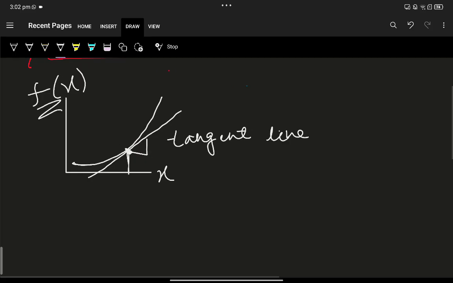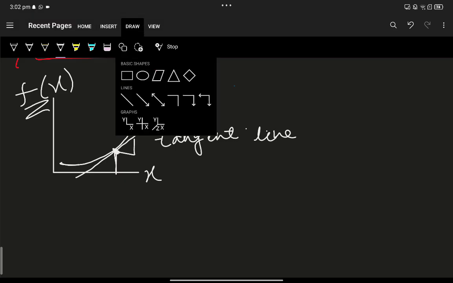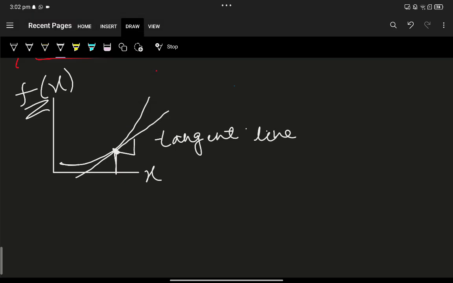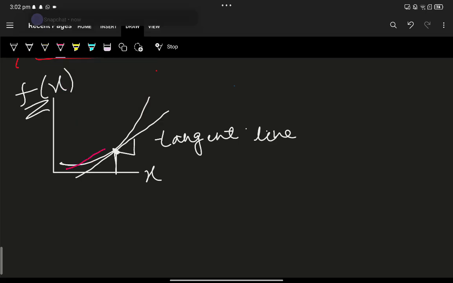But what is a tangent line exactly? How did I reach the conclusion that the slope of this tangent line is actually the derivative of this graph, right? So let's draw another line on this graph. Let's change the color and let's take pink. So if I draw another line, this is another line which I have drawn on this graph.